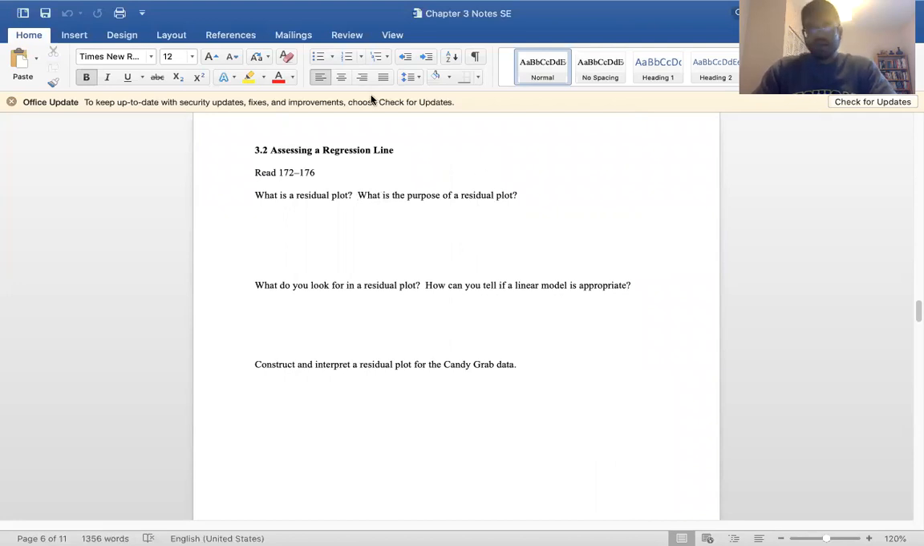So what is a residual plot? A residual plot is a scatter plot of the residuals against the explanatory or predictor variable. So you're going to graph your residuals against the explanatory variable.